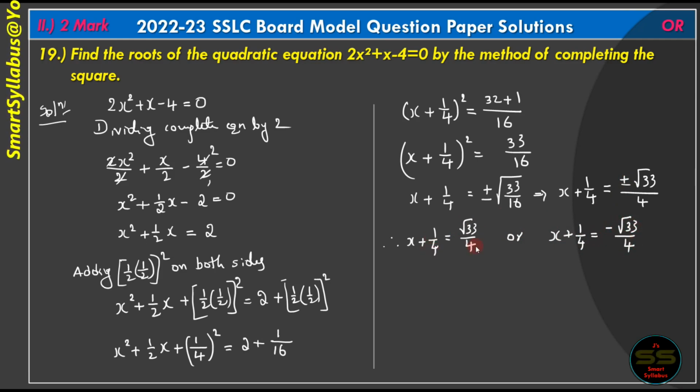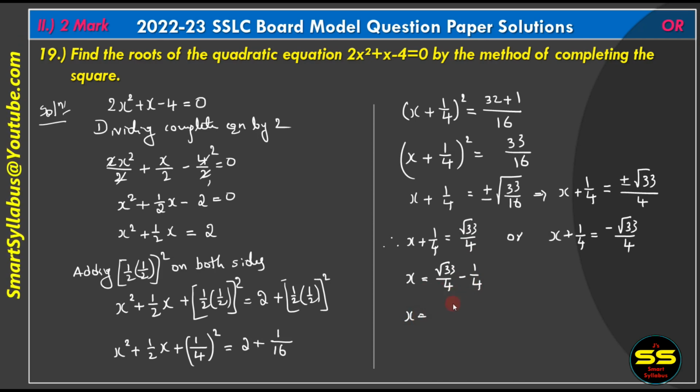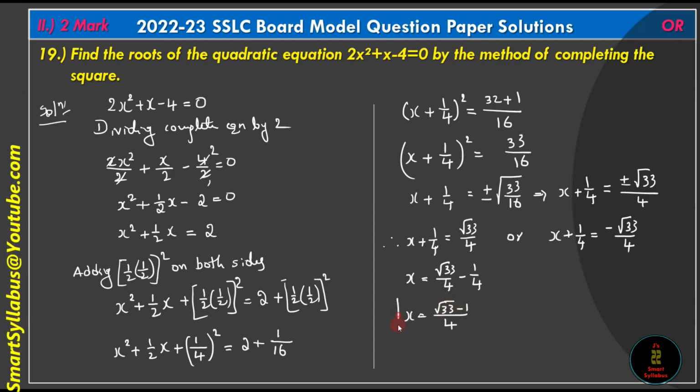Now send plus 1 by 4 to the other side, so we get x is equal to square root of 33 upon 4 plus 1 by 4. When it goes to the other side, we get minus 1 by 4. So x is equal to, as the denominators are the same, we can write it as 4 at once. Now we write root 33 minus 1. Further we cannot solve. It means this is one of the roots of the given equation.